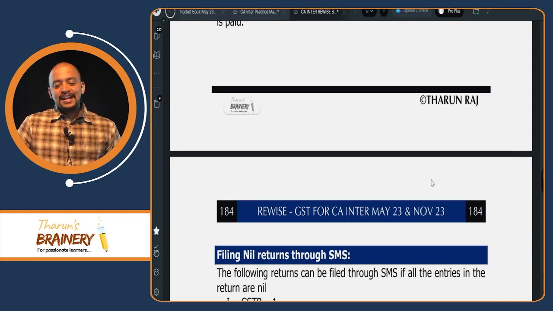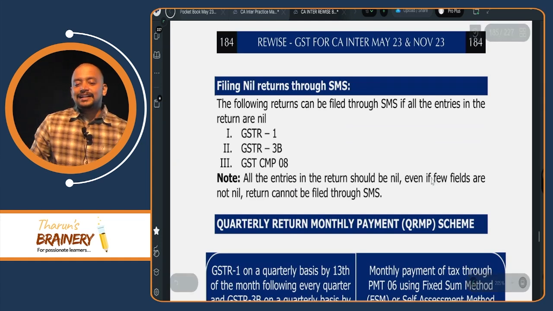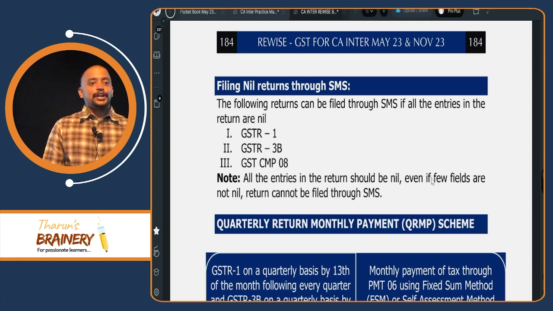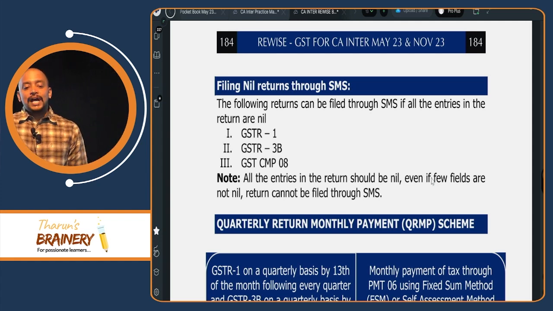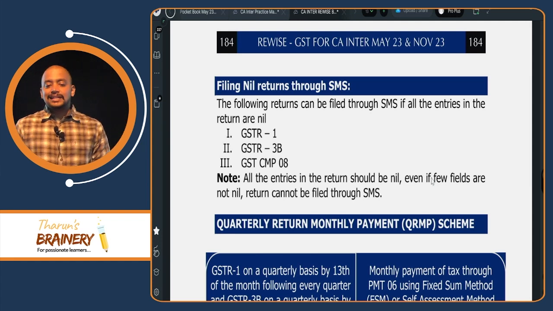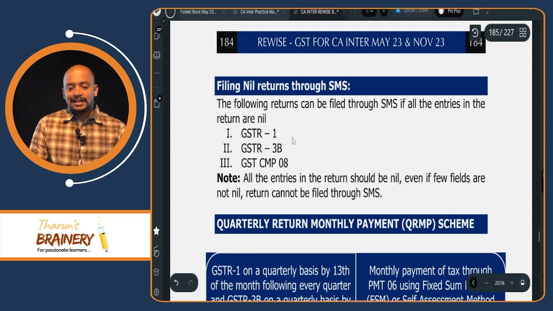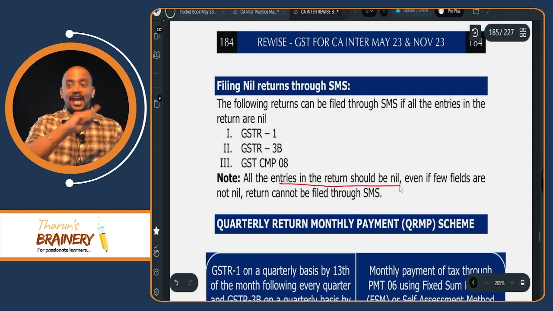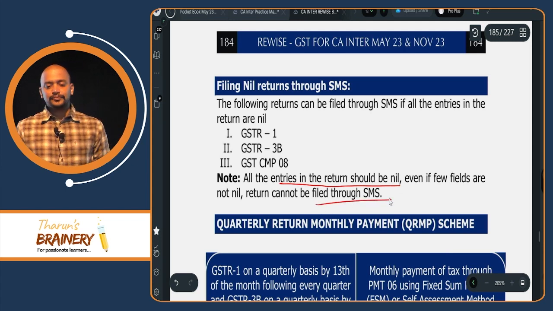Okay. Then, filing nil return through SMS. What are the 3 returns that can be filed through SMS? Already I told you: GSTR1, GSTR 3B and CMP 8. These are the 3 returns. Nil return means what? All the entries in the return should be nil. Everything should be nil. Then we can file this return through SMS.